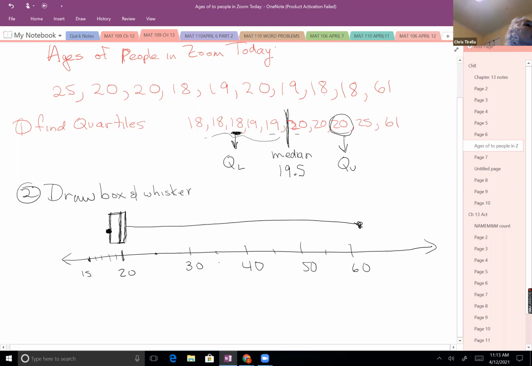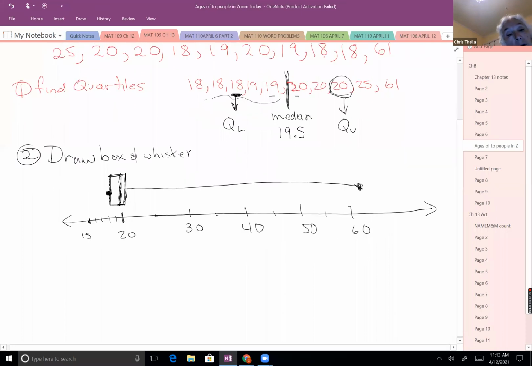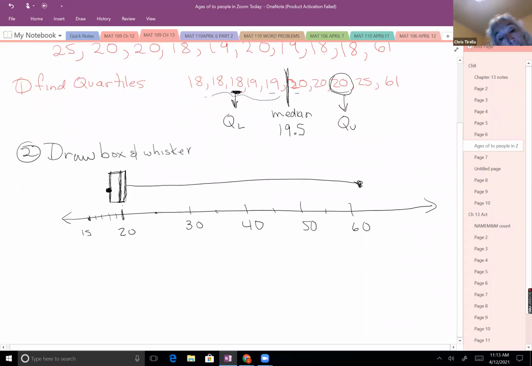And as I look at this box plot, the way it's drawn, there's a whole bunch of people down here, but doesn't it look like, the way this is attached, that there might be several values in between? And are there several values in between? No. So let's look and see if we have an outlier.